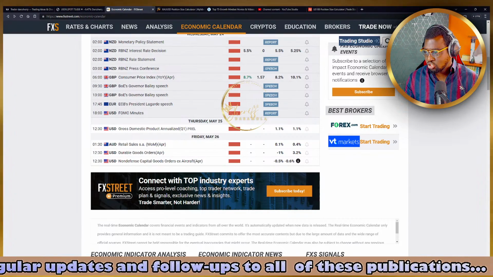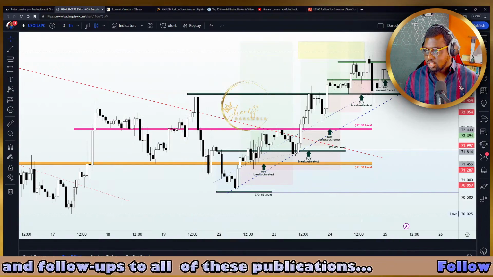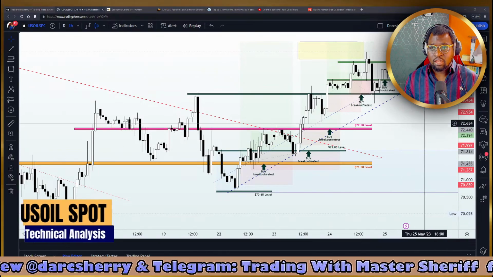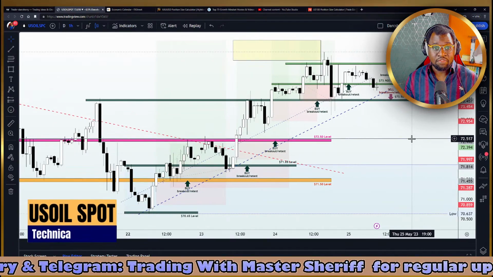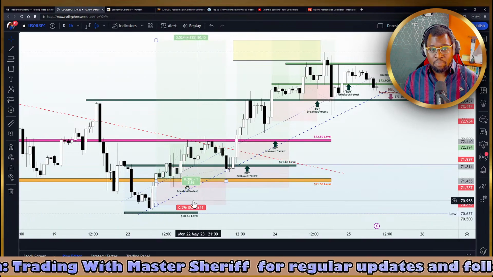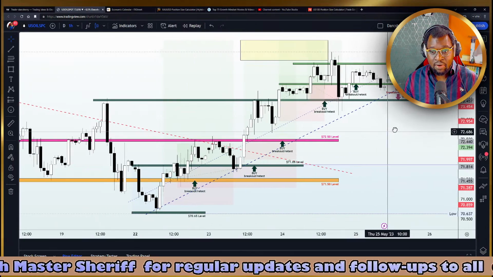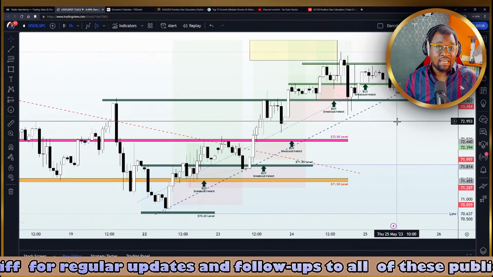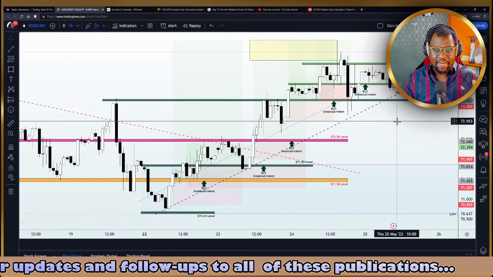As usual, the first commodity we are going to be taking this morning is the US oil spot. On the US oil spot, we have been quite profitable since the beginning of the week, as we have been buying the US oil. I think we bought above the key level that we identified at the beginning of the week, around the $71.50 level. Since then, we have been adding more positions at key levels as we rode the move all the way to the upside.